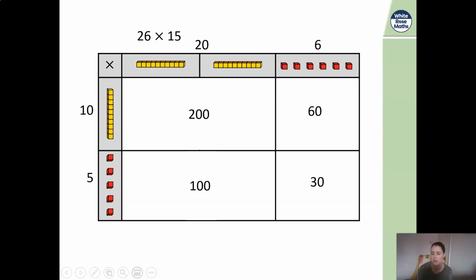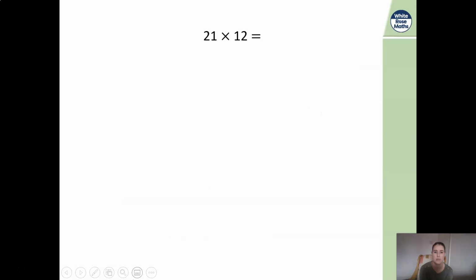So what do we need to do next? Good. So now we need to just add them together. So here's what our written calculation would be. Adding together, my answer would be 390.